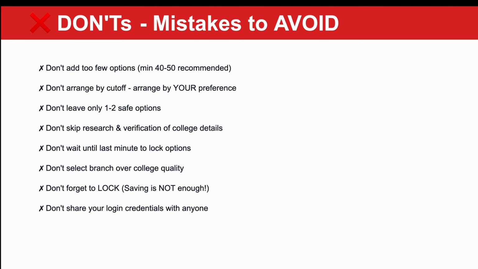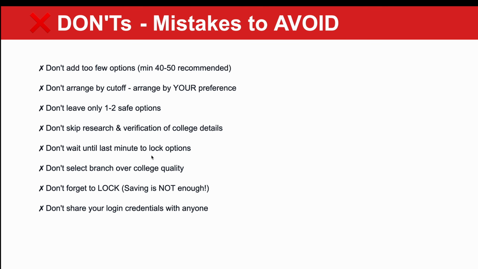Now what are the mistakes that you should avoid? See, don't add too few options; minimum 40 to 50 is recommended. The maximum you need to do is 40 to 45, but don't go for 10, 12, 15. And don't arrange by cutoff, arrange by your preference. Even if your rank is suitable for that college's cutoff, if you are not interested in that college, skip it. You can just keep the colleges which you like and where you want to study. Don't leave only 1 or 2 safe options. You can add minimum 10 to 15 safe options, so that even if you don't get into the top colleges, you can end up getting a seat there.